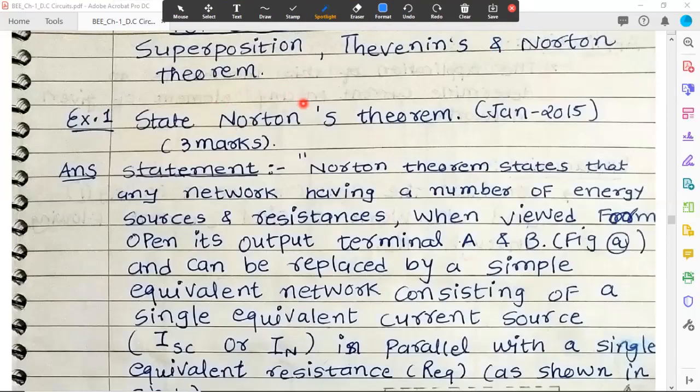Today we will discuss three theorems: superposition theorem, Thevenin's theorem, and Norton's theorem. So we will start with the first theorem, Norton's theorem. So this is the statement of Norton's theorem.